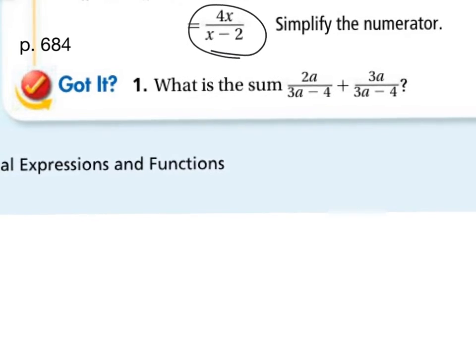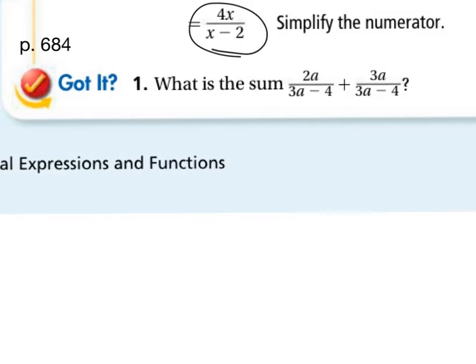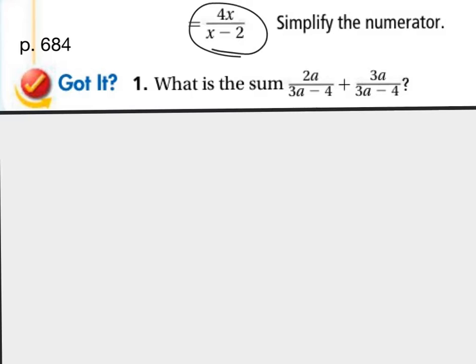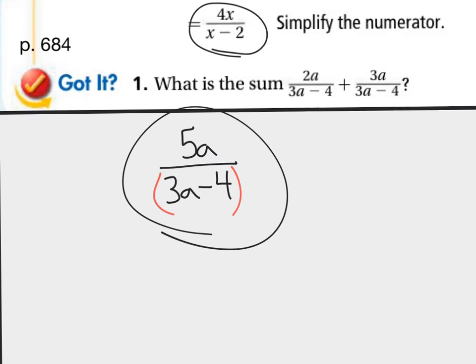Let's look at the Got It 1, and they're asking what this sum is. Once again, the denominators are the same, so we can just add our numerators together. 2a plus 3a is 5a, and the denominator stays the same. Remember, we've got a force field around the denominator there. Don't try to cancel a's because those are not factors in the denominator.